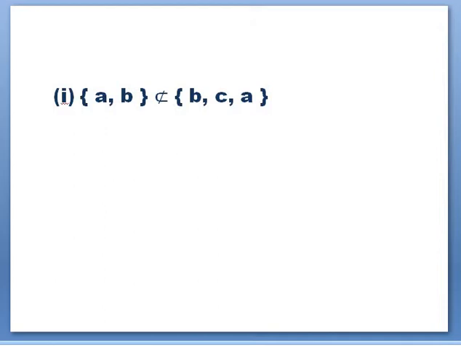Here there are two sets. The first one is a set containing the elements A, B, and the second set has the elements B, C, A. Now it is given that the first set containing the elements A, B is not a subset of the set containing the elements B, C, A. Now you have to justify whether this statement is true or false.